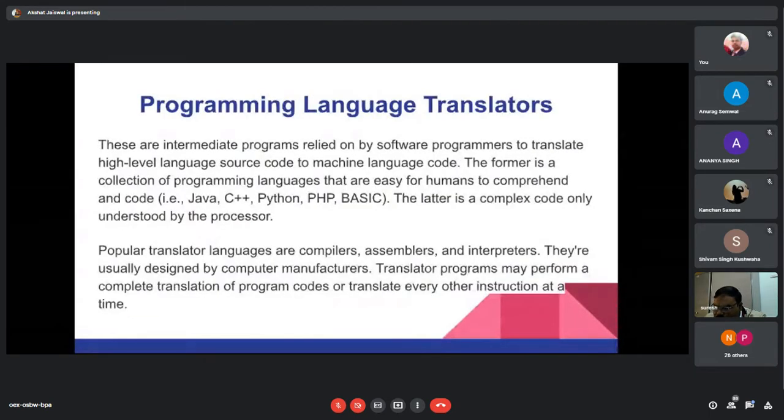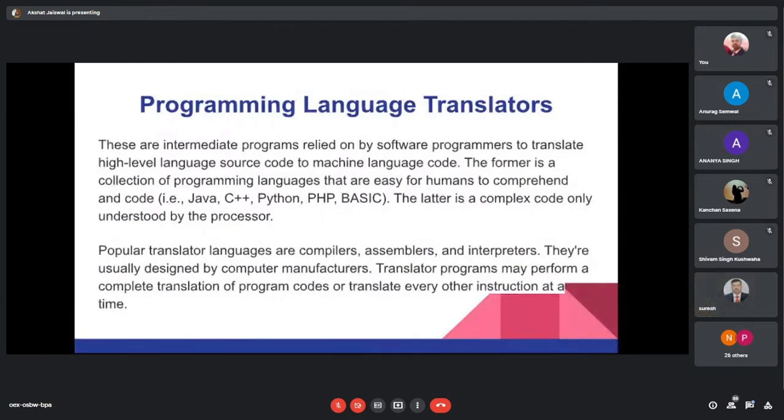Programming language translator. These are intermediate programs which translate high-level language source code to machine language code. The former is a collection of programming languages that are easy for humans to comprehend and code, that is Java, C++, Python, PHP, Basic. The latter is a complex code only understood by the processor.